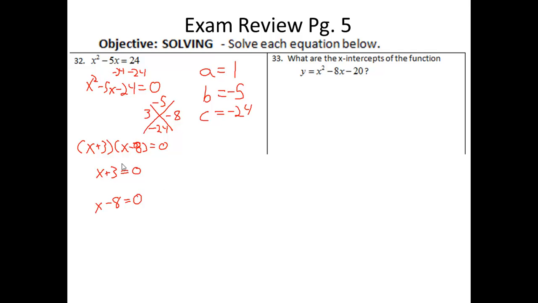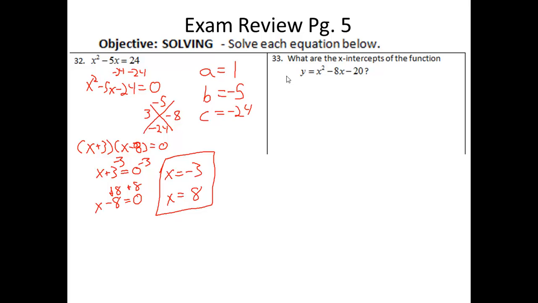So what we're going to do is solve for x. We're going to subtract 3 from both sides. And here we're going to have x is equal to a negative 3. And here we're going to add 8 to both sides. And we have x is equal to 8. Now again, if you want to take the time, go ahead and put these numbers into your quadratic formula. And you will get negative 3 and 8.